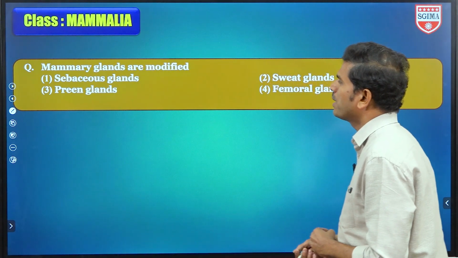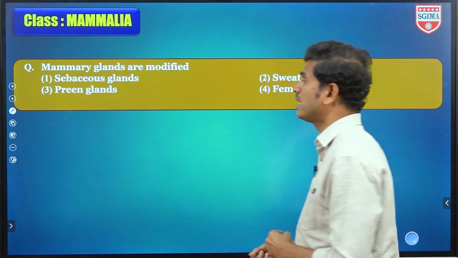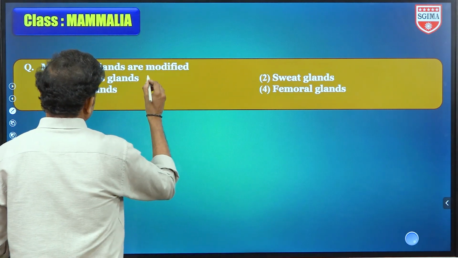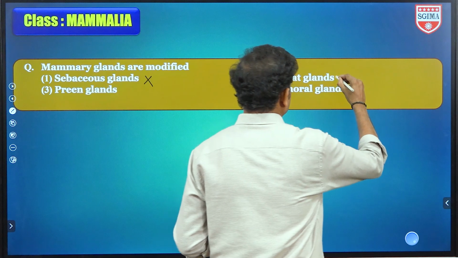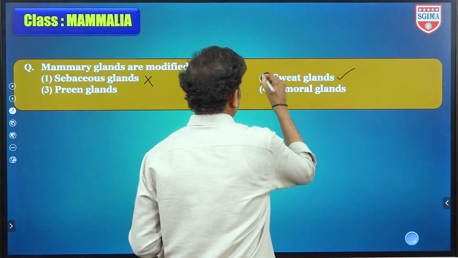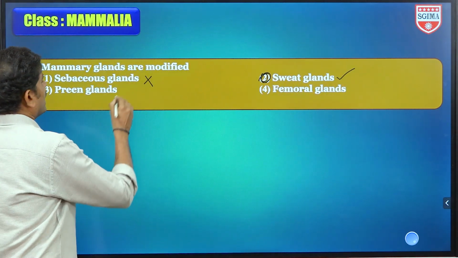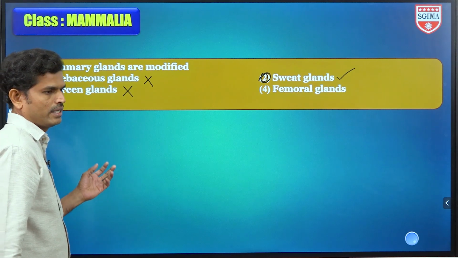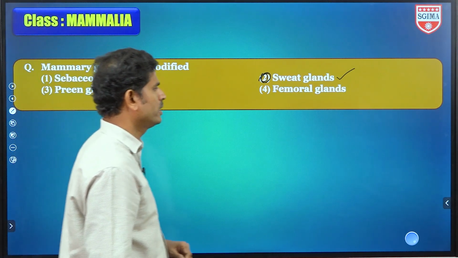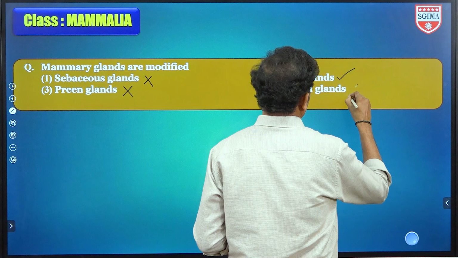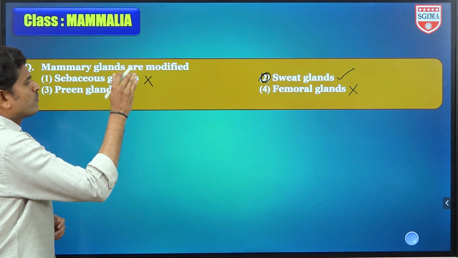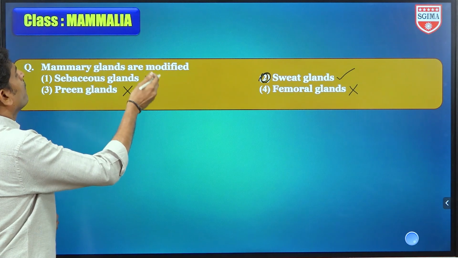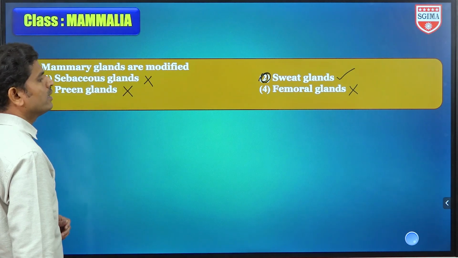Mammary glands are modified. Yes, mammary glands are modified which glands? Sebaceous glands is given, this is wrong. Next one is sweat glands. Yes, this is the only correct one. We have to bubble this one only. Next one is the preen gland. This is not present in mammals, it is present in birds. Femoral glands are also not present. So sweat glands are the modified mammary glands.